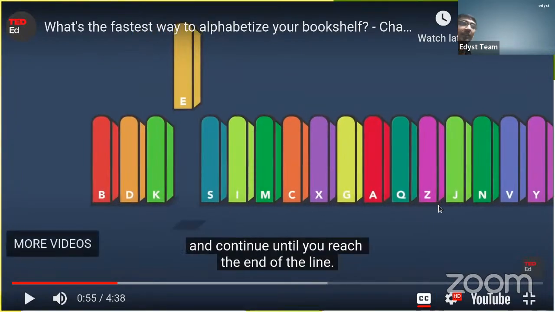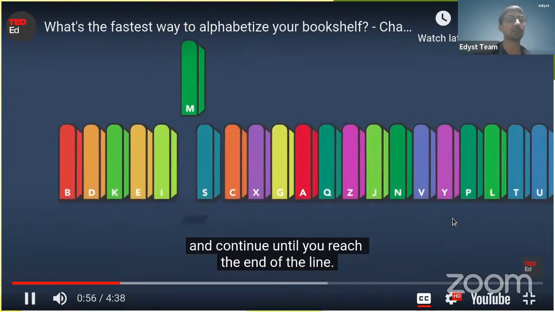What is this algorithm? Which algorithm is this? Louder. Bubble sort. Absolutely correct. This is bubble sort. Very good. What you're doing is comparing adjacent elements and swapping until you reach the end of the line.